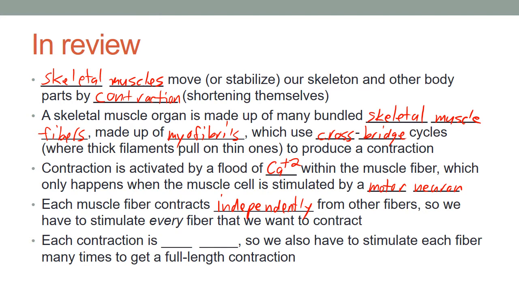That's problem number one that we're going to try to solve in this. And each contraction is very short. And when I say very short, I mean it lasts less than a second, about 100 milliseconds. So we also have to stimulate each fiber many times to get a full-length contraction. So those are the two problems we're going to try to solve in the first part of this lecture: how to get from a very short contraction to a long one, and how to get from a bunch of independent muscle fibers to a whole muscle contraction.